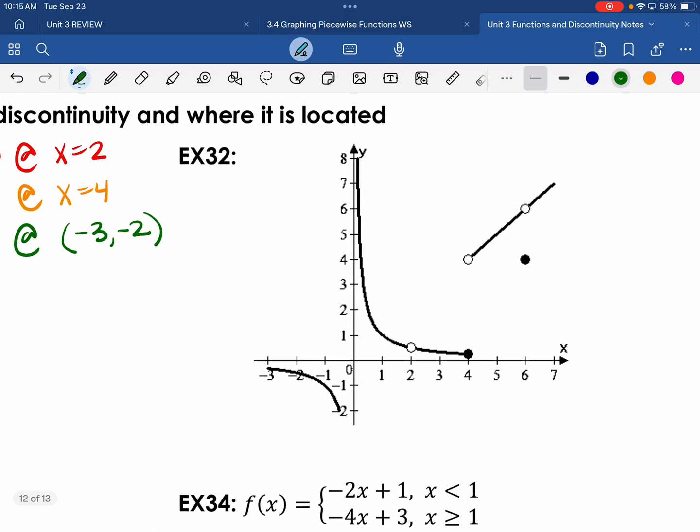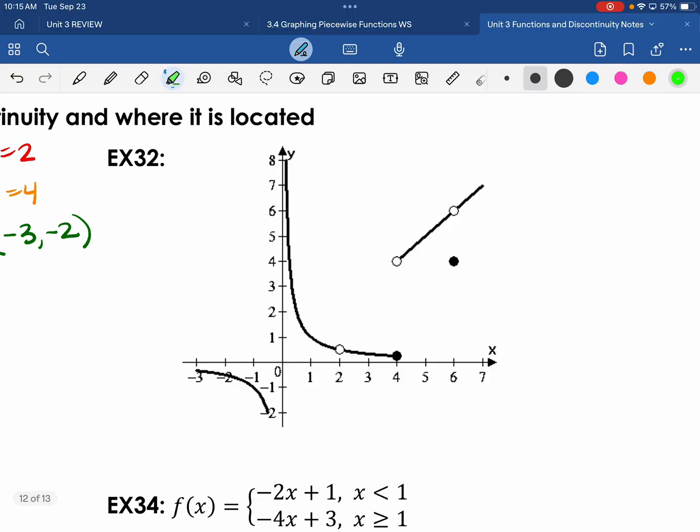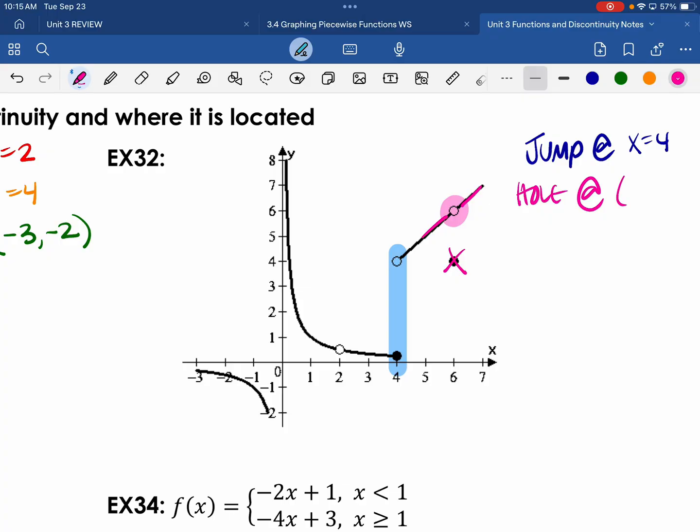All right, let's go over here to 32. Good. Jump at x equals 4. And then we got a hole right here. So for the hole, we don't care about this random point that got moved. What I care about is where the hole is on the graph. Because these lines match up, it is not a jump. It is a hole. 6, 6. And then we got a VA at 0. But what about the hole at 2, 1? Yes, we also have a hole there. VA at x equals 0.